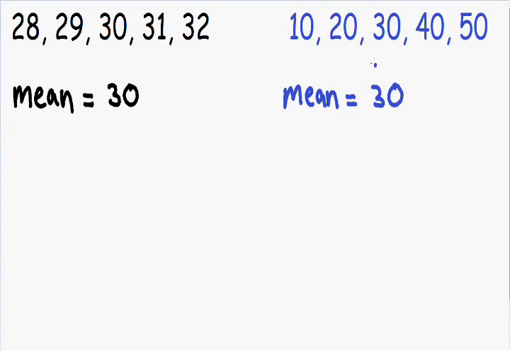So since the data set in blue, the numbers are much farther apart, they have a larger standard deviation than the data set in black. So that's my brief introduction, and let's just get started right away with an example.